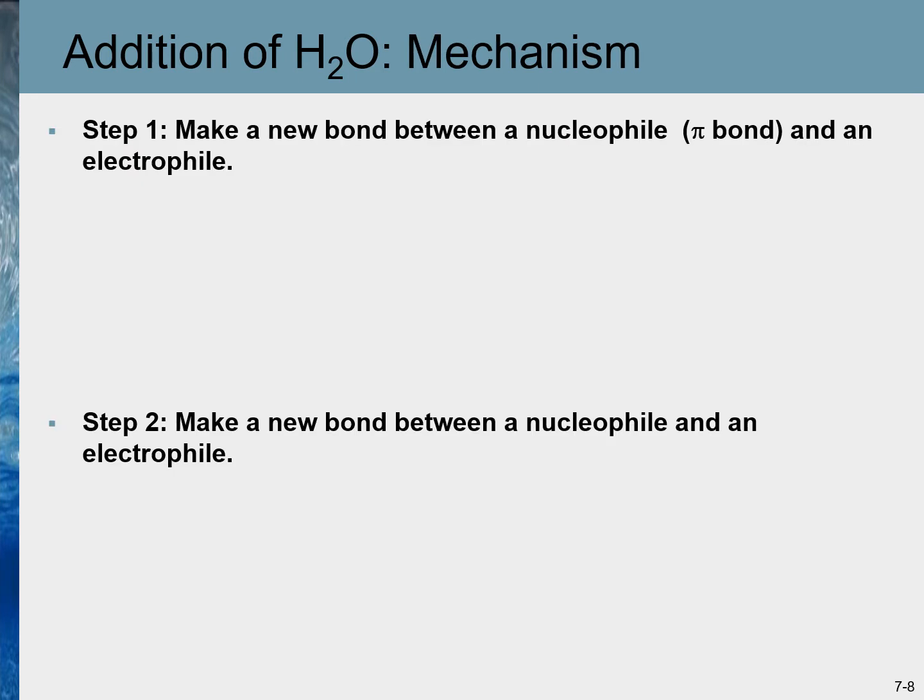Let's write the mechanism of addition of water to alkynes. In step number 1, as usual, the pi electron of a triple bond acts as a nucleophile, and step 1 involves the attack of the nucleophile to the mercury cation, which acts as an electrophile. And this will result in formation of a bridged mercurinium ion intermediate.